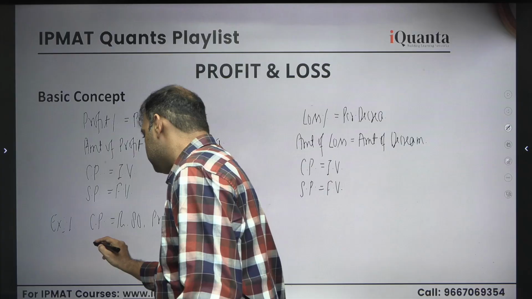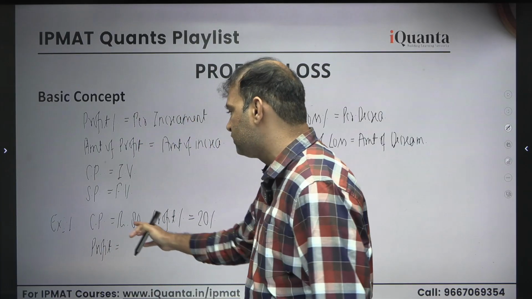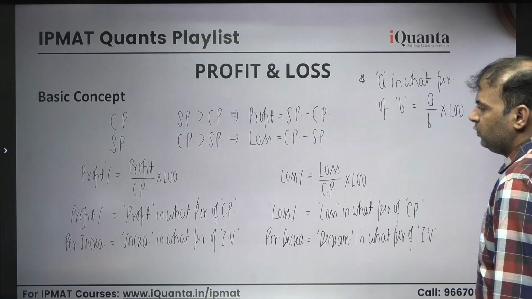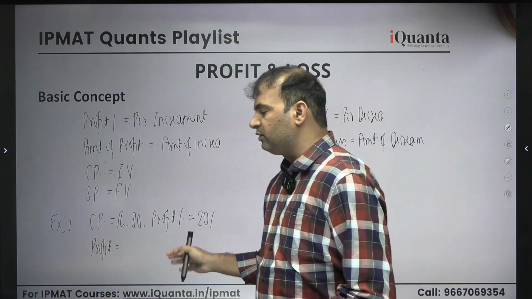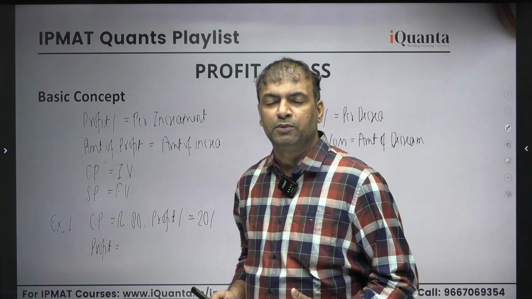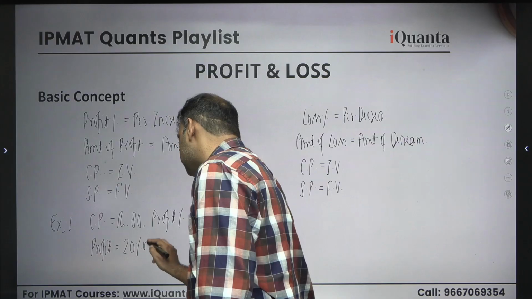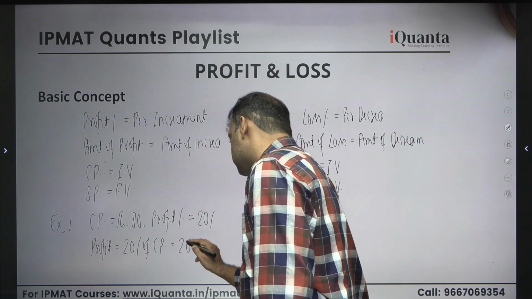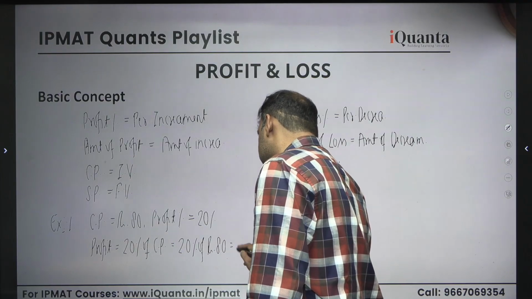So the amount of the profit is simply 20% of the cost price, because remember that profit percent is always calculated with respect to the cost price. In this problem, the cost price is given, profit percent is given, so we just have to find the amount of the profit, and that will be 20% of the cost price. And the cost price in this example is 80 rupees, so this should be 20% of rupees 80, which is equal to rupees 16.